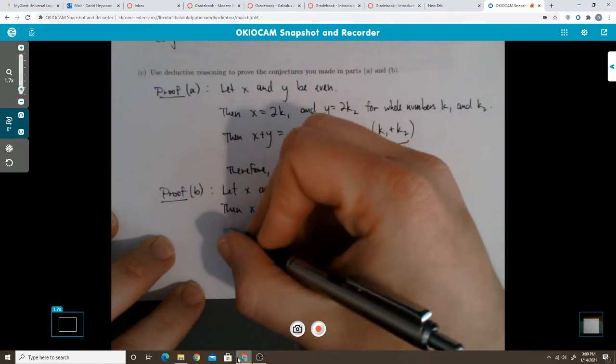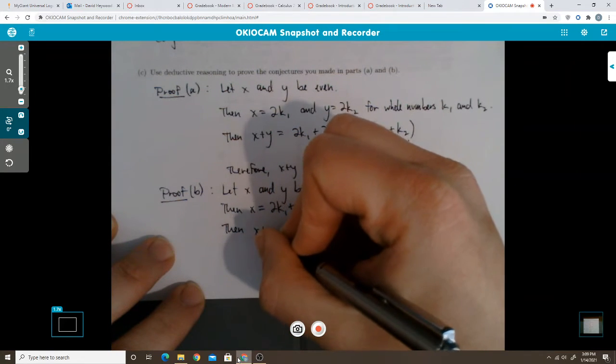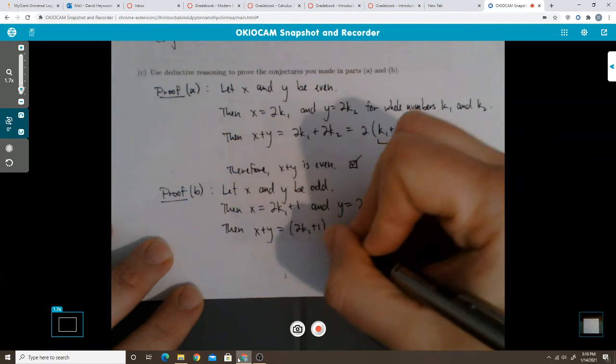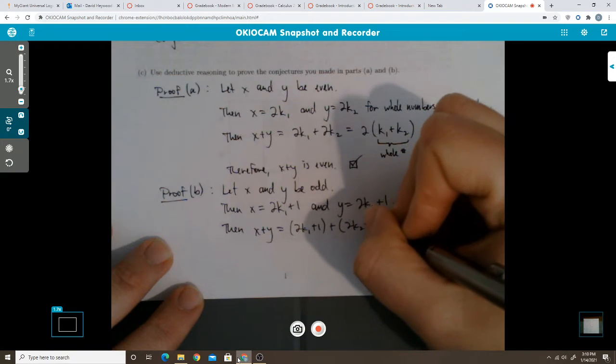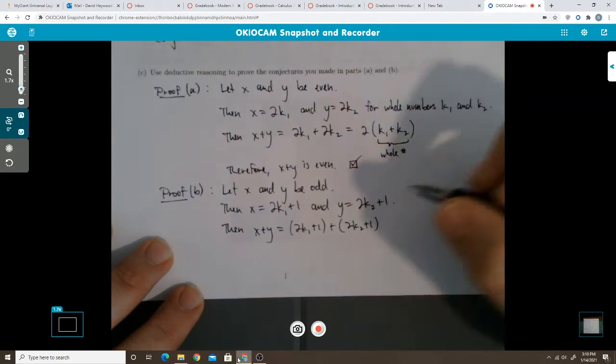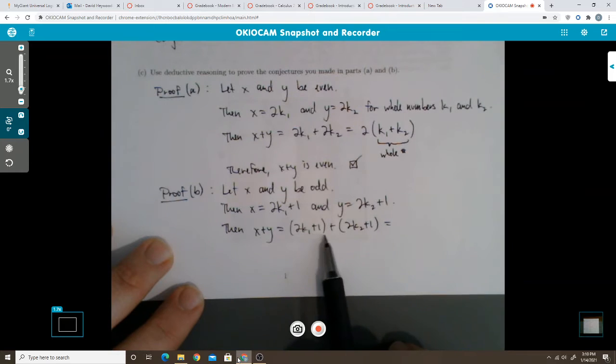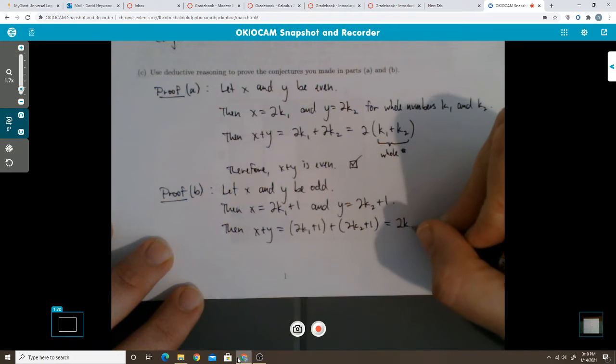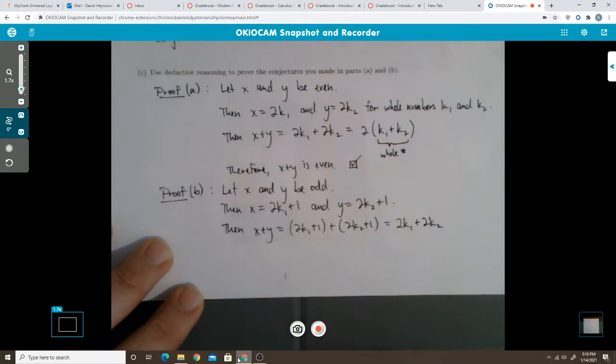All right. And then when we add them, we would get 2k1 plus 1 plus 2k2 plus 1. Well, we can add those up, right? The parentheses here aren't really doing anything. I just put parentheses around them to emphasize that this is x, and this is y. But when we add these together, k1 and k2 are not the same variable, so we can't combine them. We just have to call it 2k1 plus 2k2. But 1 plus 1, we can combine those. 1 plus 1 is just 2.